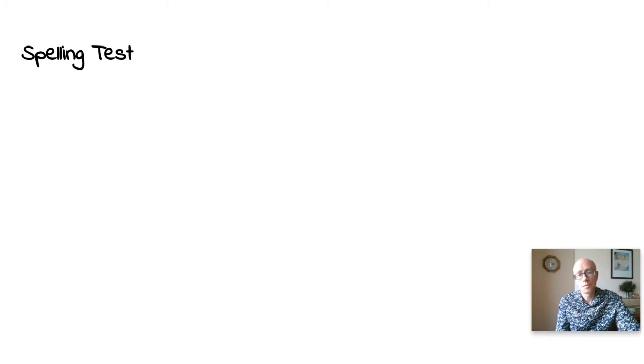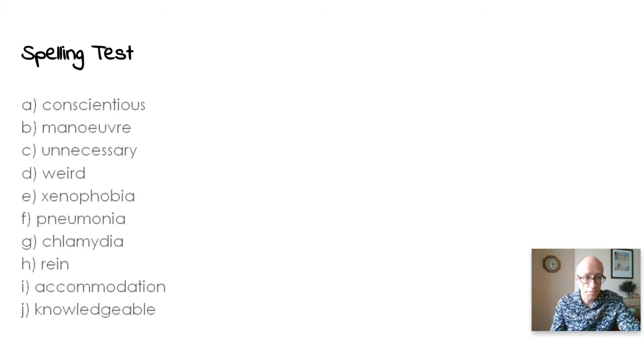Number 9, accommodation. The city was full of wonderful accommodation. And number 10, knowledgeable. By this time, I expect you to be highly knowledgeable about English language A-level. Okay, 10 tricky spellings. Now, let me just give you the answers. Here we go.